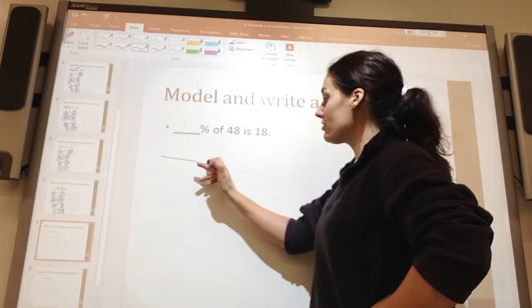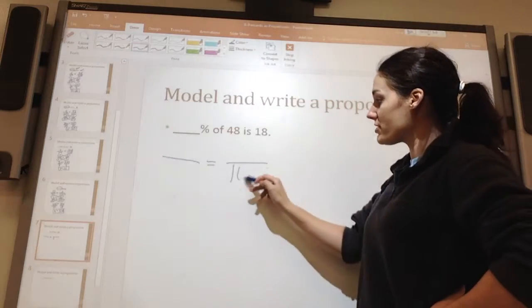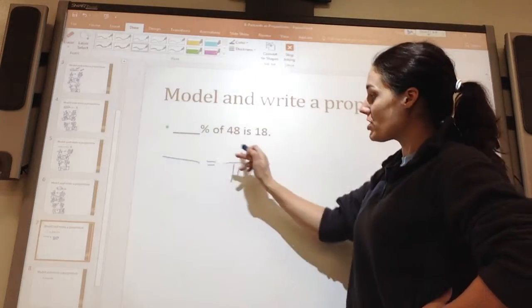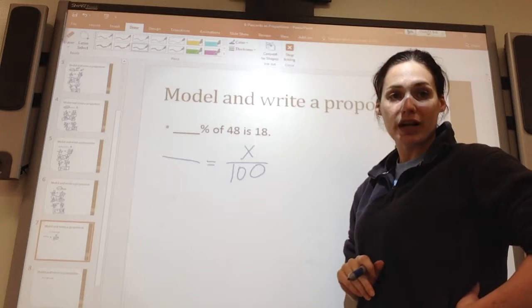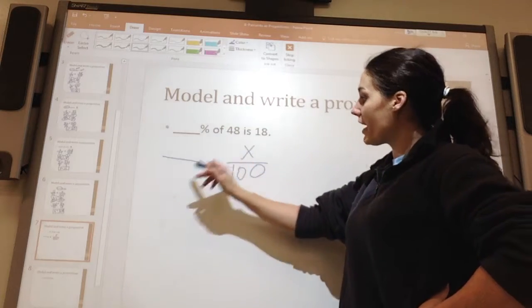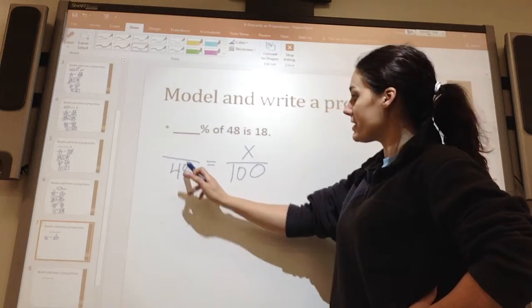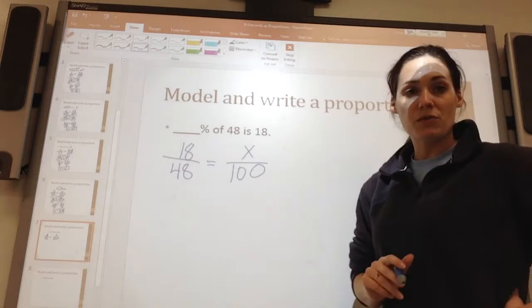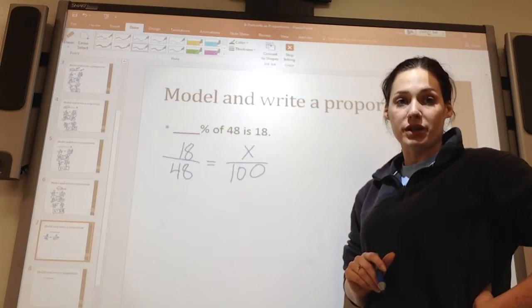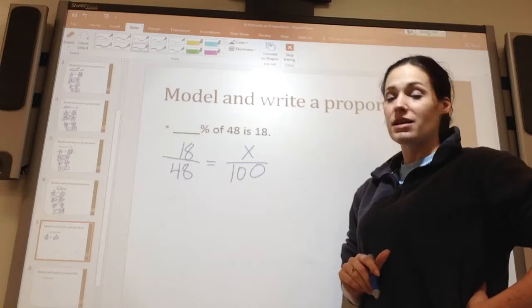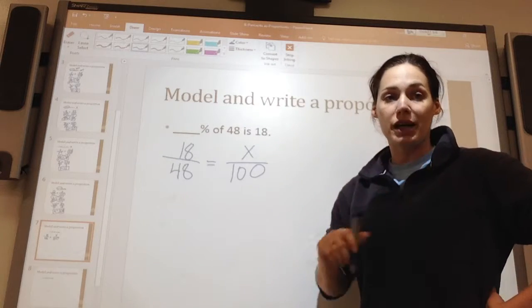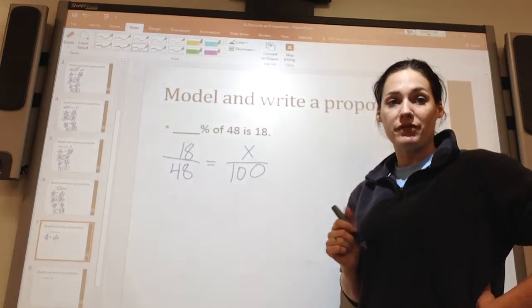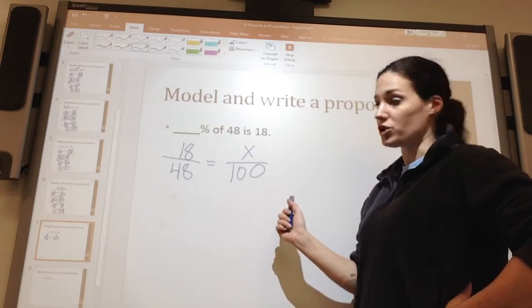Okay, let's start. Let's see what you got. So this is over 100. Blank percent, so the part over 100 is what I don't know, of 48 is 18. So that's what your setup should look like on your proportion. If your setup isn't right, something is wrong with you picking your numbers out of your problem. So ask somebody for help if you went wrong setting up your proportion.